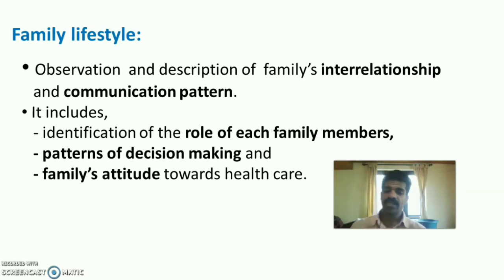Pattern of decision making in the family in relation to health and other processes in the family, then the family's attitude towards health care, whether they have positive attitudes, whether they do early detection of the problems in the family or not, whether they utilize the maximum available resources in the family. That is about the family's attitude towards the utilization of various healthcare services. All comes under family lifestyle.